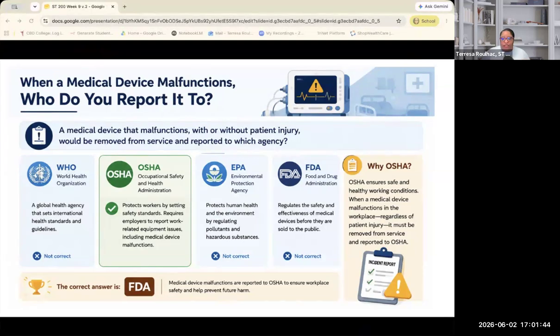So, a helpful exam tip is to ask yourself, what is the main issue in the question? If the issue is safety or performance or malfunction of a medical device, your mind should be thinking of where to go, right? Now, quick memory hook, okay? Device equals FDA. Worker safety equals OSHA. Environment equals EPA. And global health guidance equals WHO, the World Health Organization.